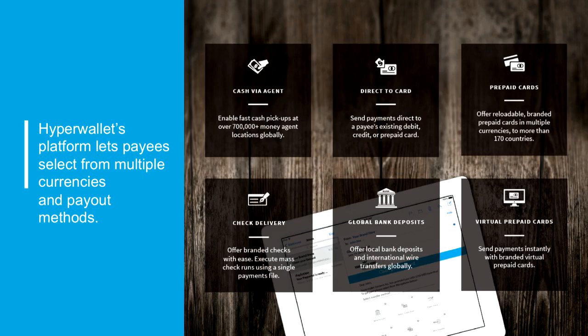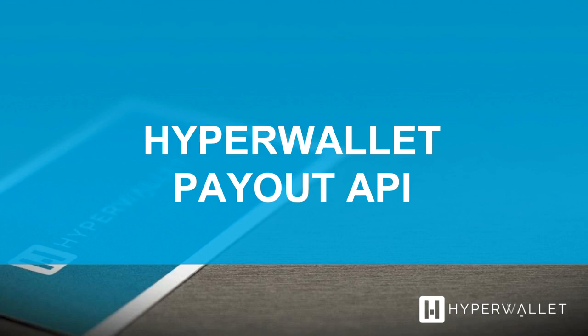And finally, my last slide before I switch over to Blair is, I've talked a lot about bank deposits. A key principle of our company is that you need to offer payees choice on how to get paid, and that's why we offer things like prepaid Visa and MasterCards, checks delivery, believe it or not, cash pickup around the world, and more innovative things like paying directly to your debit card. So with that, I'll switch it over to Blair, and he can take it away and show you the APIs.